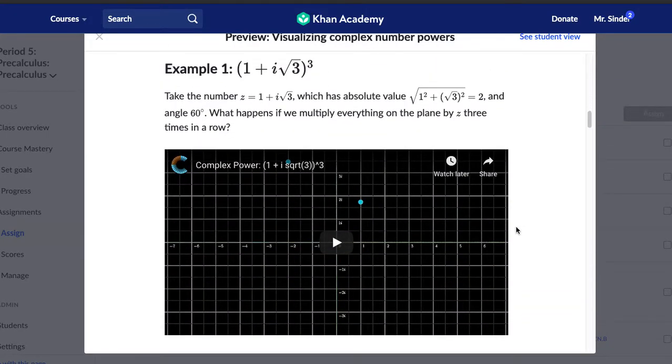So now we're doing powers of complex numbers. So 1 plus i square root of 3. Well, the modulus of 1 plus i square root of 3 is 2. So what should happen when I rotate? I'm rotating by 60 degrees, which is the argument, and I'm also stretching by a factor of 2. Let's watch it.